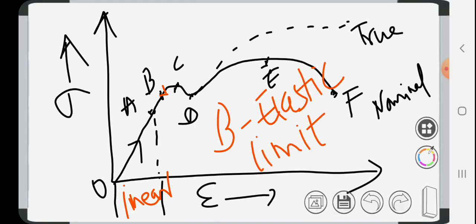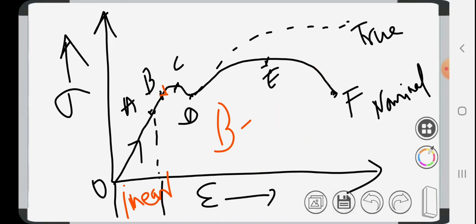So students, you must carefully study this graph. This graph is very important, the stress strain graph. Point A is the proportionality limit, B is the elastic limit. Up to point B, the material will be elastic. That is, if the load is removed, the original size or shape will be recovered. So B is the elastic limit.